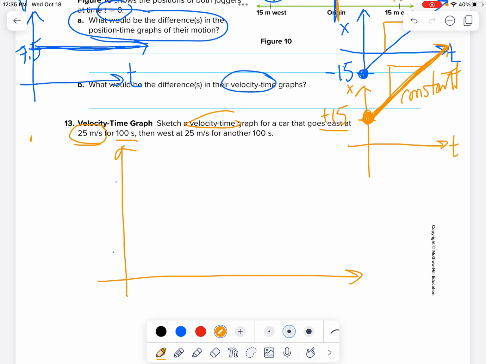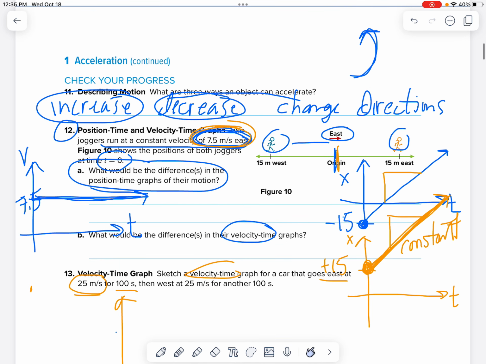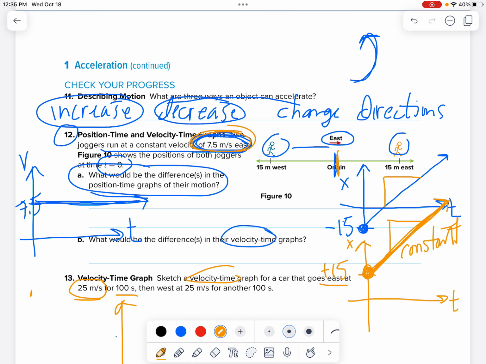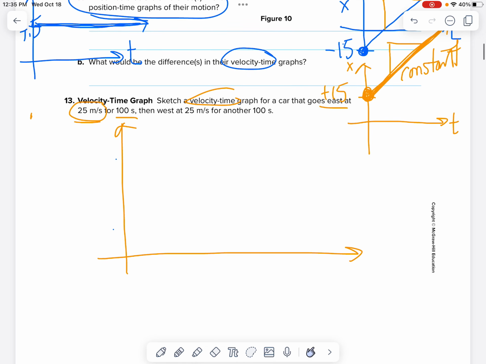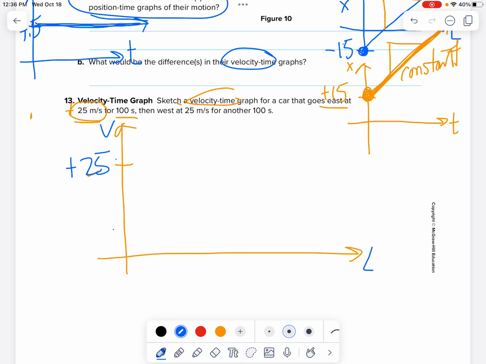which means if we want to say east is positive, this is the positive direction here, positive going that way, negative going that way. So he's going east, which is positive, so I'll put a little positive here in front of the 25. This one is going west, so that's going to be a negative. So he's starting out at 25 meters per second. That's his velocity. This is velocity and time. And so in this case, he's going to go 25 for 100 seconds. So let's just say that's 100 seconds right there.